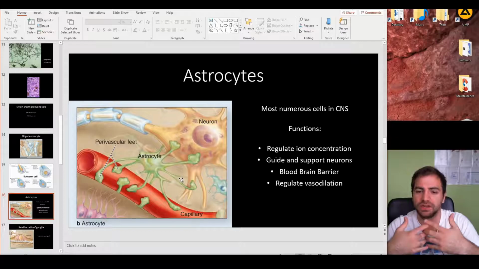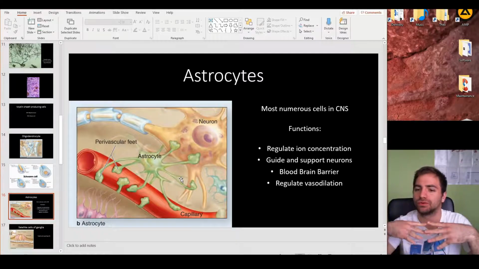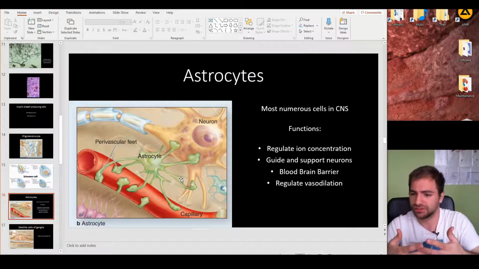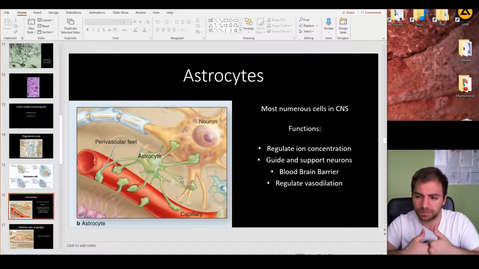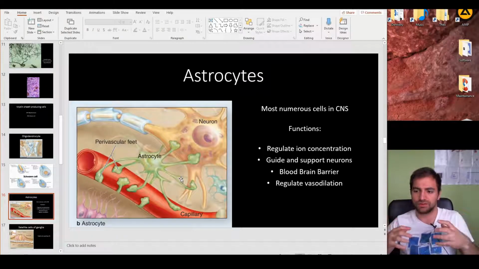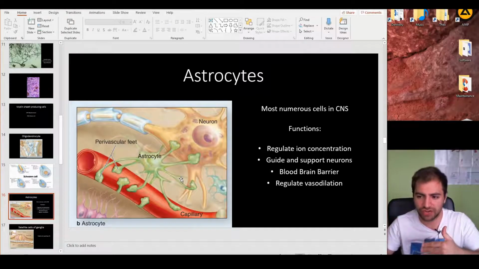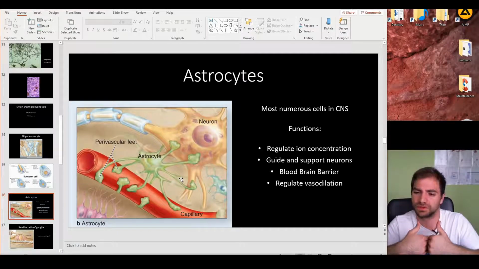Because they cover the capillary in the nervous system, they selectively allow ions to go from and to the interstitial tissue of the CNS. So this is the first very important function of these cells, to regulate ion concentration. This is also responsible for the electric potential, because, as we said before, the electric signal is nothing more than an ion exchange from sodium to potassium and so on. So this is a majorly important role when it comes to the ion concentration of the interstitial tissue of the CNS.